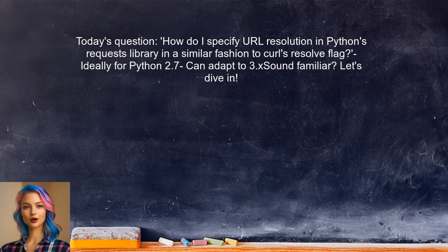Here's the specific question we're addressing today. One user asked, how do I specify URL resolution in Python's requests library in a similar fashion to curl's resolve flag? They mentioned they ideally want this to work in Python 2.7, but can also adapt to 3.x. Sound familiar? Let's dive into this together.